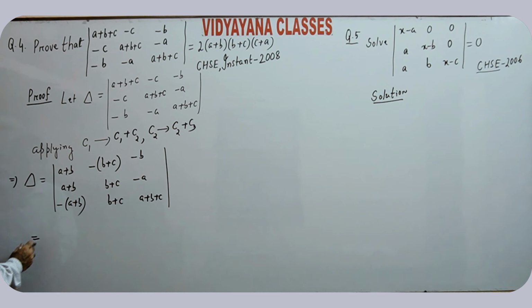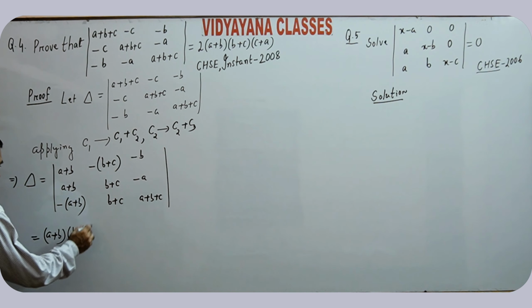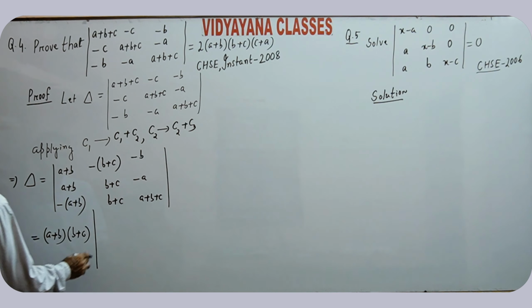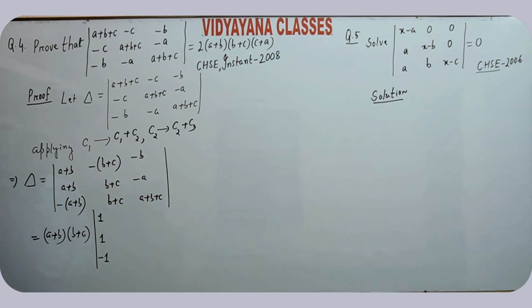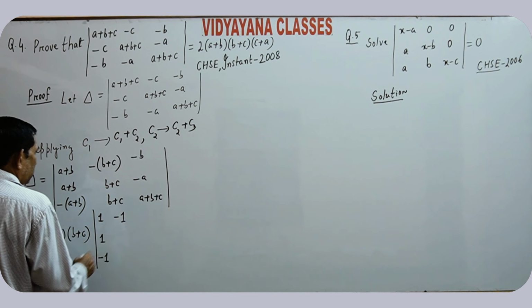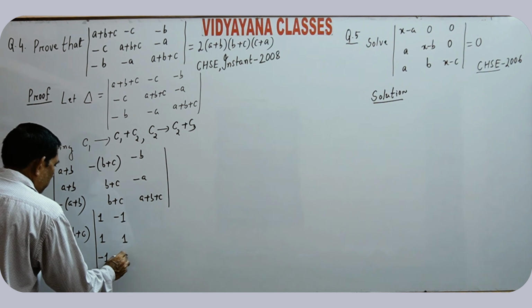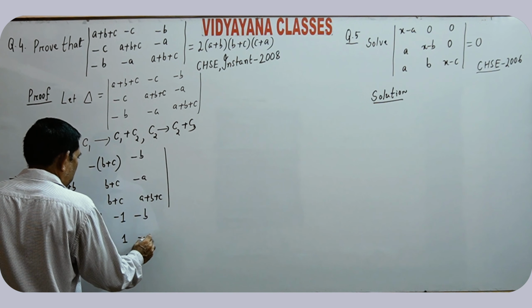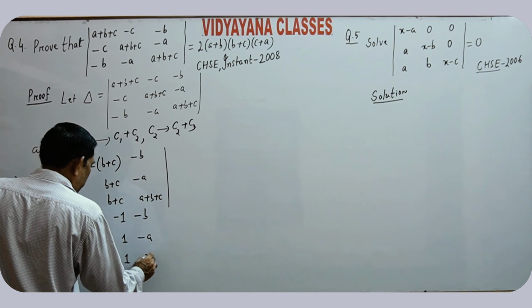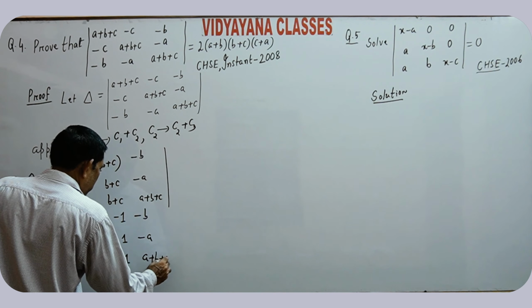Taking a plus b from column 1 and b plus c from column 2, a plus b into b plus c into determinant having elements 1, 1, minus 1, minus 1, 1, 1, minus b minus a plus b plus c.